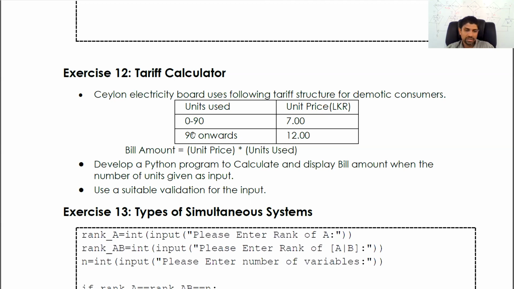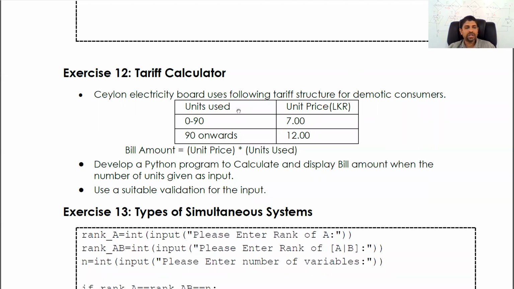If you have used 100 units, for the first 90 units you have to pay 7 each. Then 7 into 90 plus 12 into 10. That's how it is calculated, no? Okay.